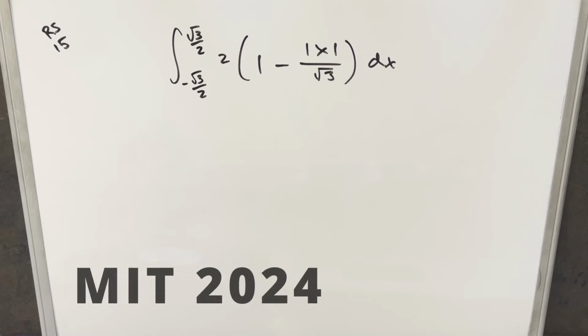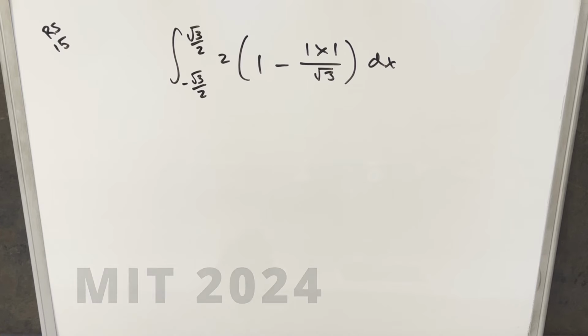Okay, we have another integral from the MIT Integration Bee 2024. This is regular season number 15. We have the integral from minus square root of 3 over 2 to square root of 3 over 2 of 2 times 1 minus absolute value of x over square root of 3 dx.